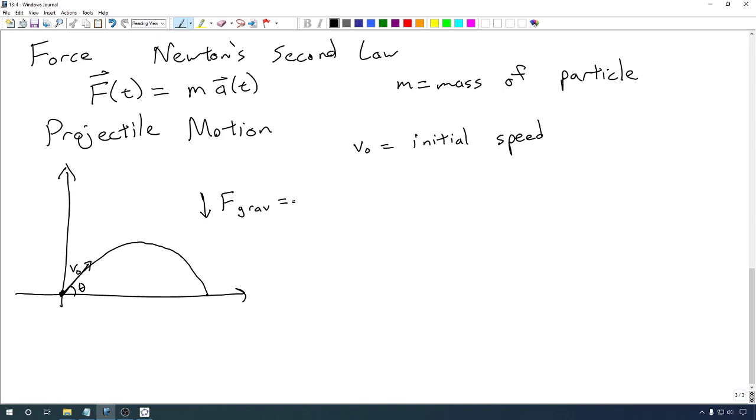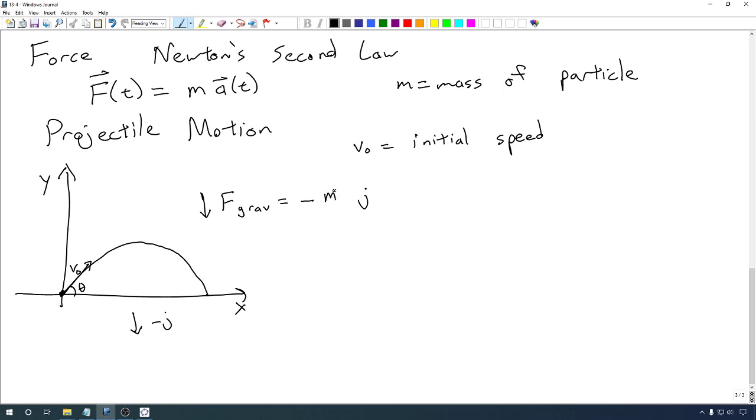The force due to gravity. Like I said, it's pointing downwards. If we're using our x and y's like we normally do here, downwards is a negative j, or the unit vector pointing downwards is negative j. So we're going to take negative j and multiply it by the magnitude of the force of gravity.